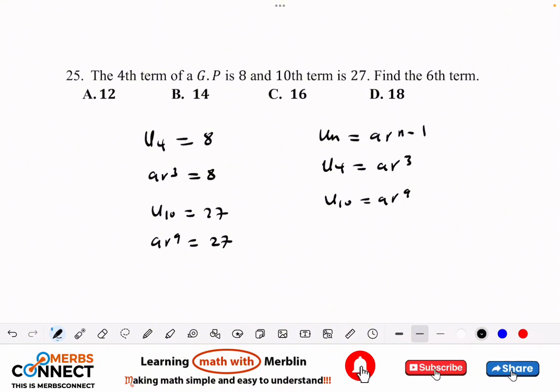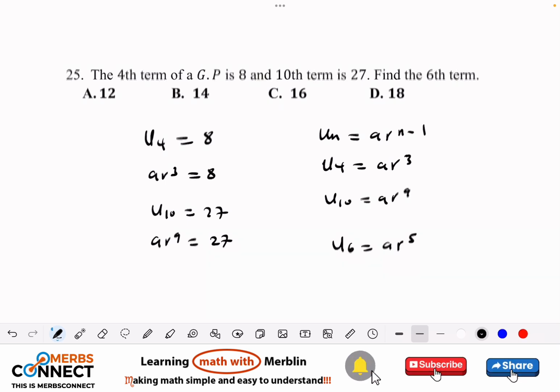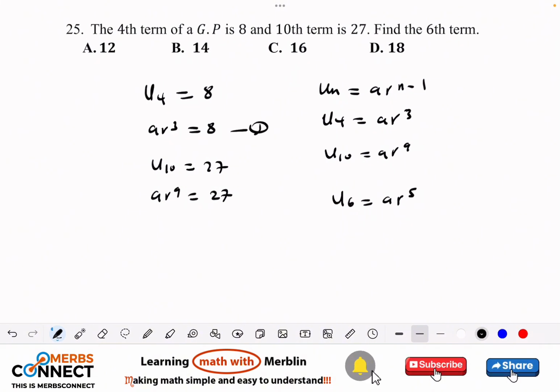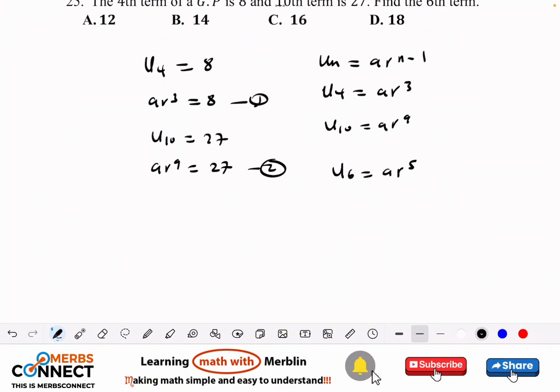So the question is, we need to find the sixth term. So the sixth term will be equal to a r to the power 5. But we need a and we need what? r. So let's do that. So this is equation 1. This is equation 2. Let's divide equation 2 by equation 1.